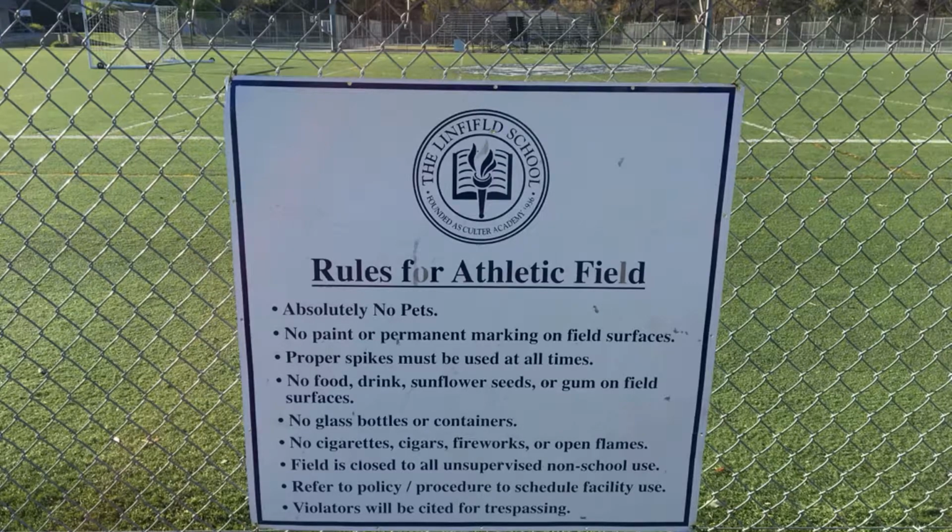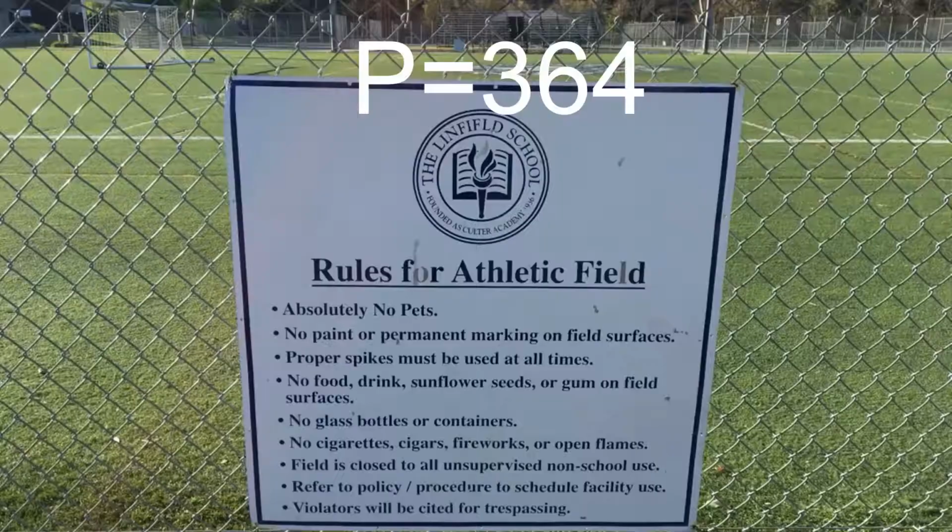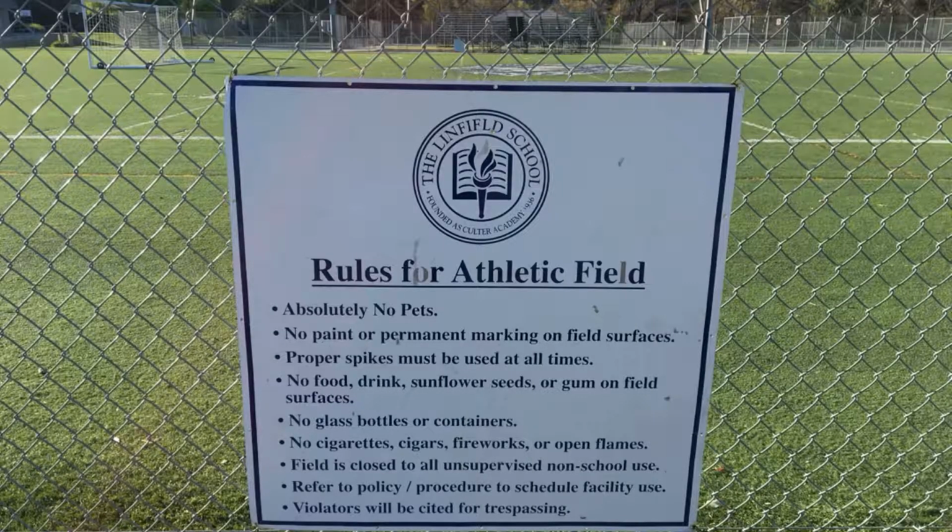For the square, we found a board next to our football field. The length of the square is 91 cm long. And for the perimeter, we use 91 times 4 to get 364 centimeters long. That is the perimeter of the square. And for the area, we use 91 times 91. The area of the square is 8,281 square centimeters.